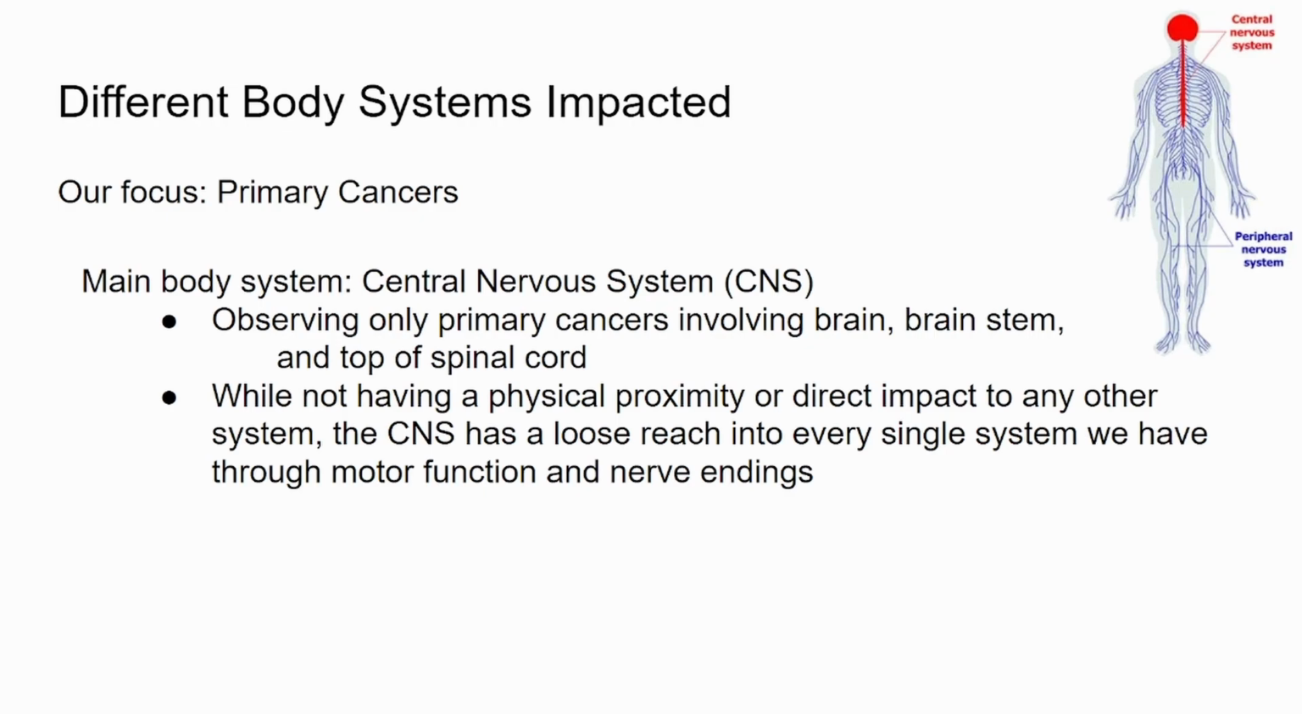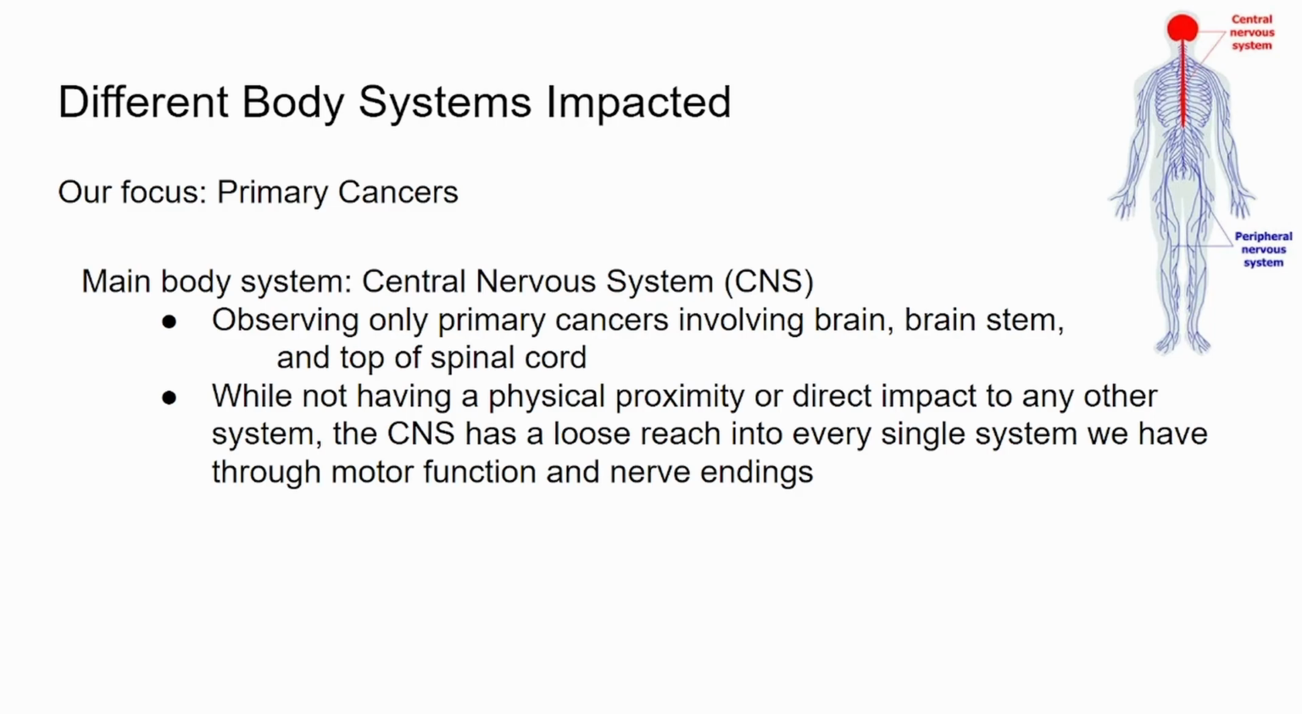The main body system we're looking at that's going to be directly affected by the tumor, in terms of physical proximity, is the central nervous system, the CNS. We're observing primary cancers involving the brain, brainstem, and top of the spinal cord, anything in between the brain and the skull.